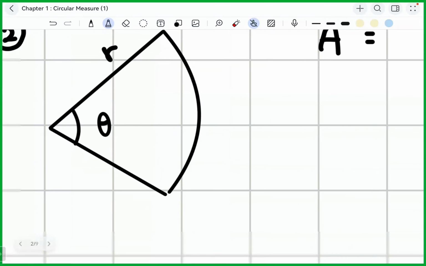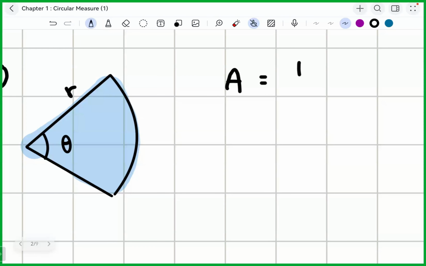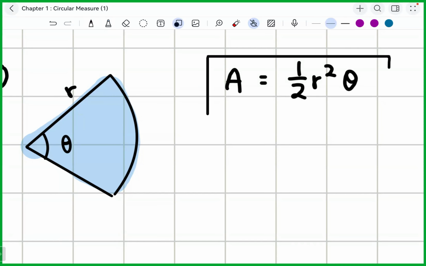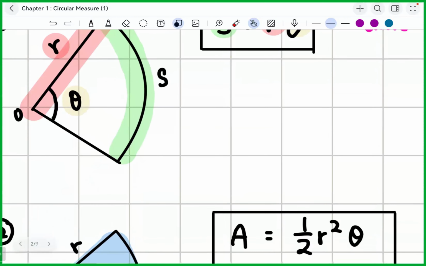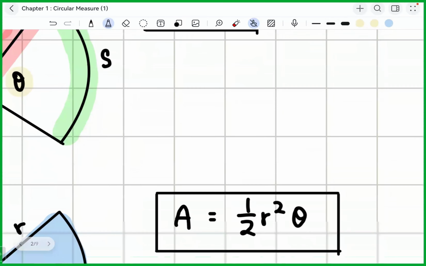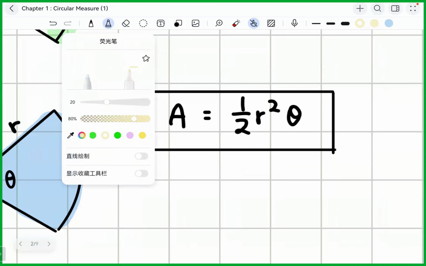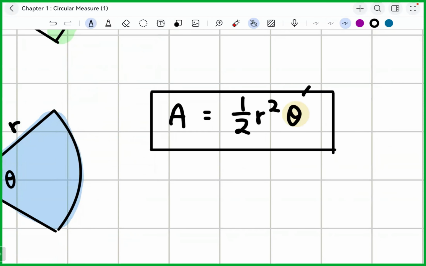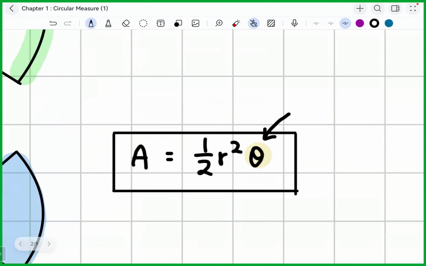So how to calculate the area of sector? We have to use this formula: area equals 1/2 r squared theta. This formula also has a special point, which is theta. Please be careful. The theta you substitute into it must be in radian unit. This theta must be in radian unit.